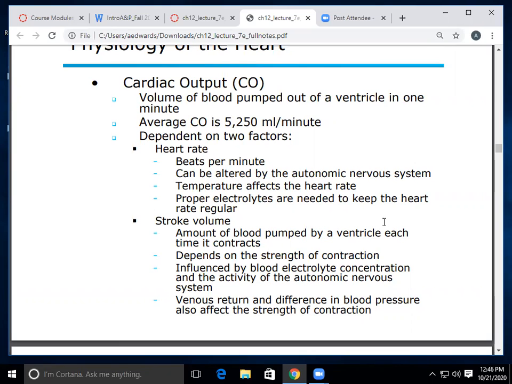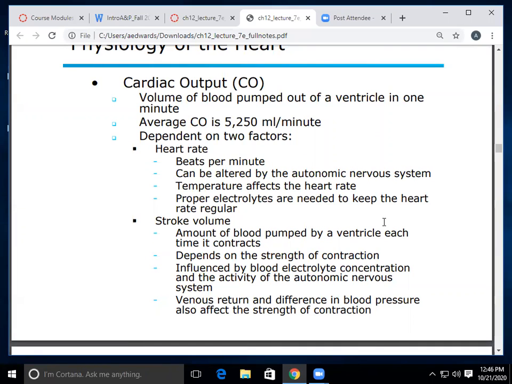So heart rate, measured in beats per minute, can be adjusted by your autonomic nervous system. Also, temperature can affect your heart rate. All right, so proper electrolytes are needed to keep your heart rate regular. So that's another reason to make sure you're getting your electrolytes.